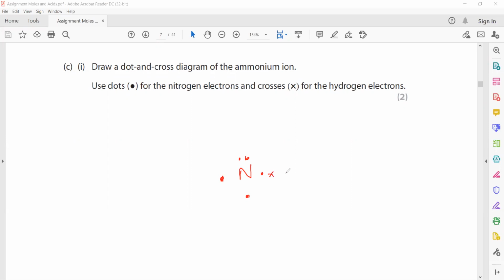Then it shares 3 covalent bonds, first with hydrogen, and then one of the bonds is a dative bond, so that the charge on this ion will be positive. When both electrons are shared from one of the atoms, we call that a dative covalent bond or coordinate covalent bond.